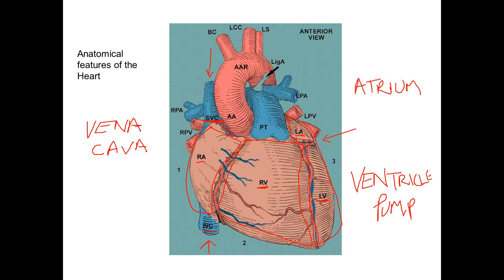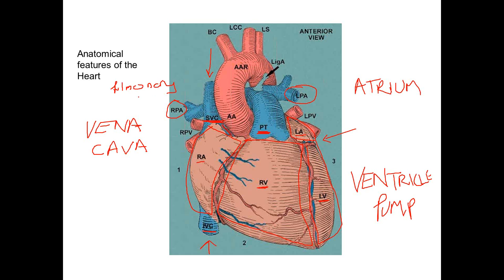What happens then is that the blood passes to the right ventricle and then out through the PT, which literally stands for the pulmonary trunk. Pulmonary stands for the lungs. And up here, the pulmonary trunk splits into the left and the right pulmonary artery.